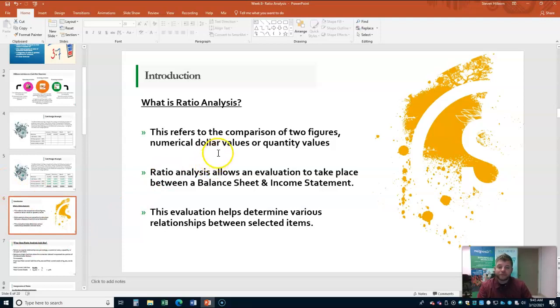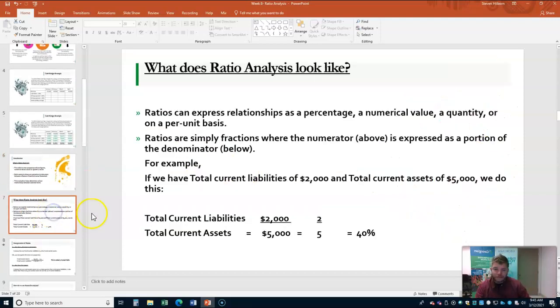So ratio analysis is referring to the comparison of two figures. These could be numerical, like numbers, or they could be quantity, so 1 or 1.5 or just 2. And usually we take both a look at the balance sheet and the income statement, and it could be numbers from both to determine these different ratios. So let's take a look.